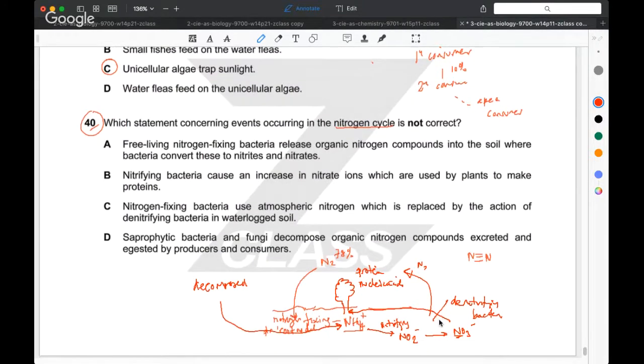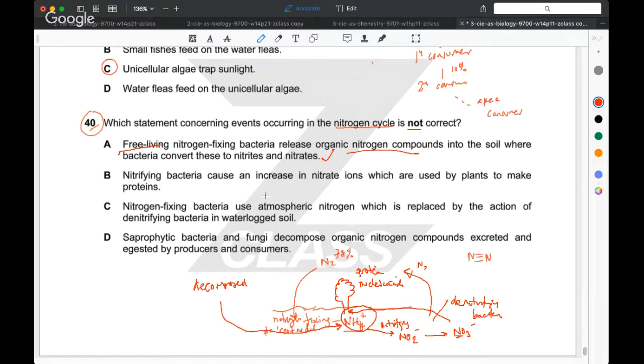And if you look back at these questions here, we'll just pick up some of these. So question A, free-living nitrogen-fixing bacteria release organic nitrogen compounds into the soil. Well, that's true, isn't it? Because these nitrogen-fixing bacteria were either in the nodules of leguminous plants, or they were free-living, and they can release nitrogen compounds into the soil. We saw that with this ammonium ion that was being released into the soil. So that's true, because we're trying to find a statement that's not correct.